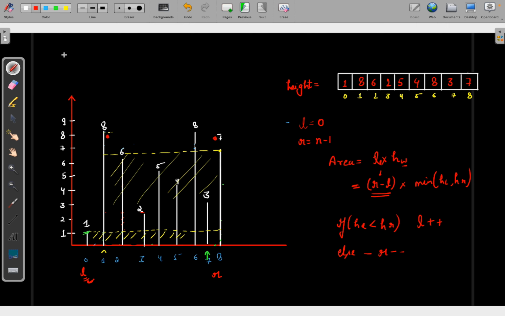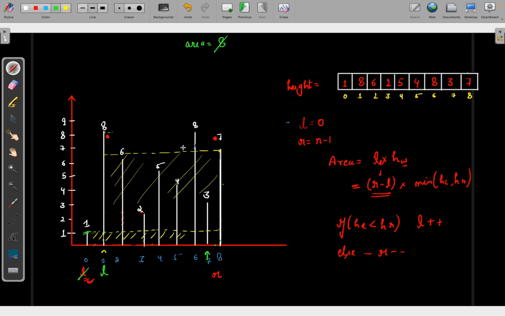So now let's quickly try whether this is working or not. Here we have an L pointer and an R pointer. Let's calculate. This is the water level. If I calculate the area here, what I am getting right now is 1 into 8 minus 0, that is 8. I am getting 8. Now again, this is responsible for my water level, so I will move this one.